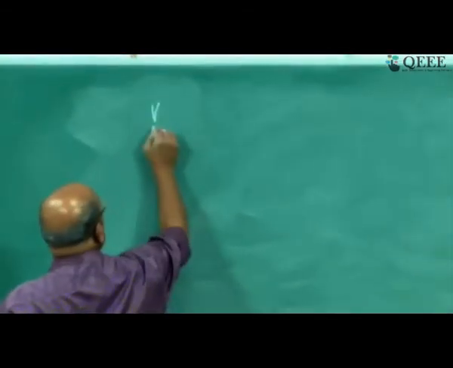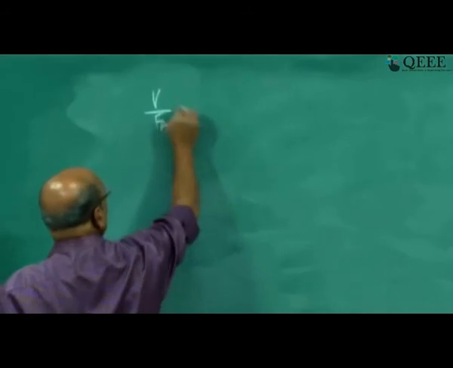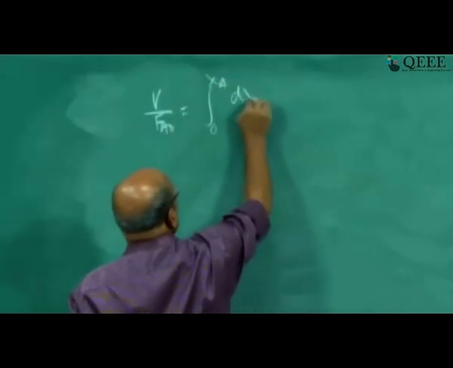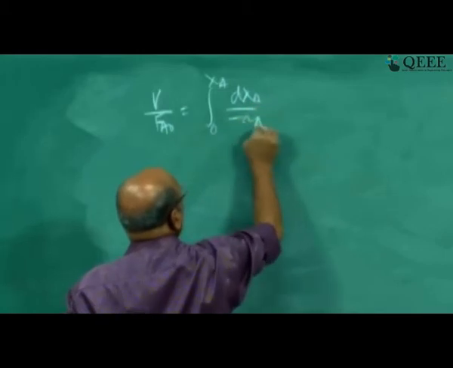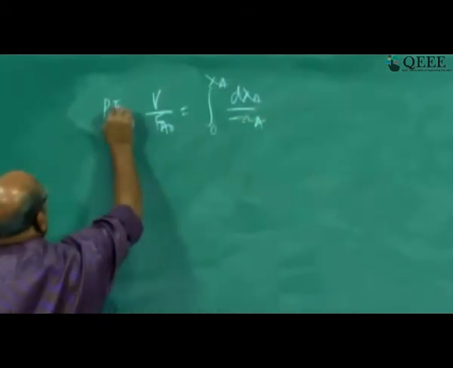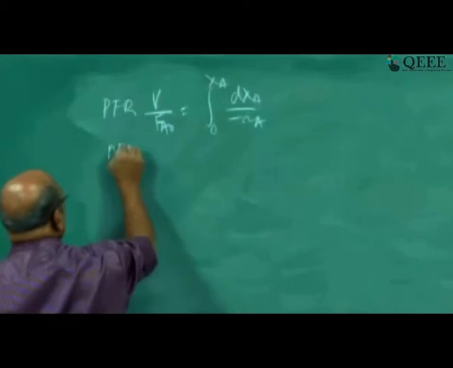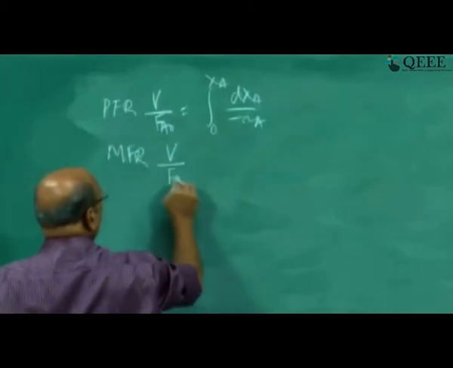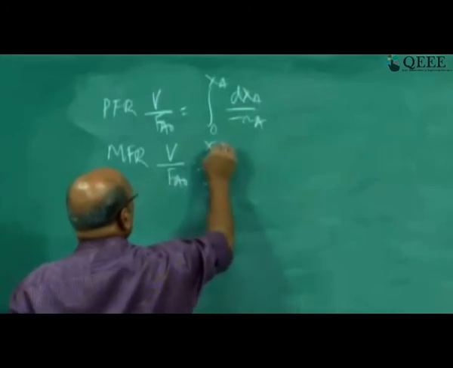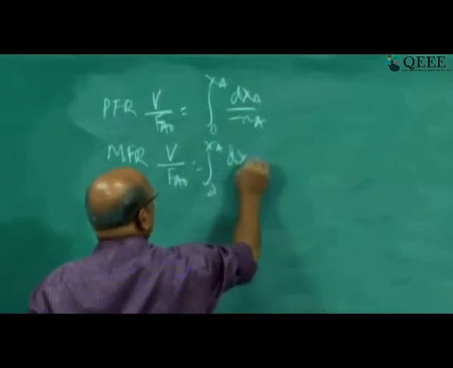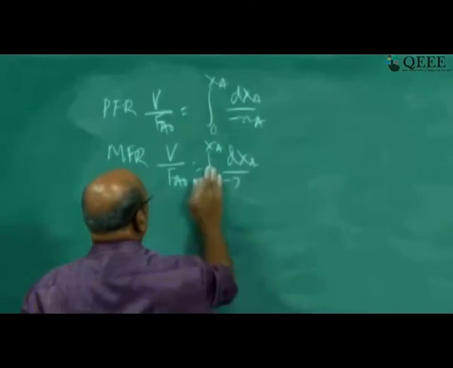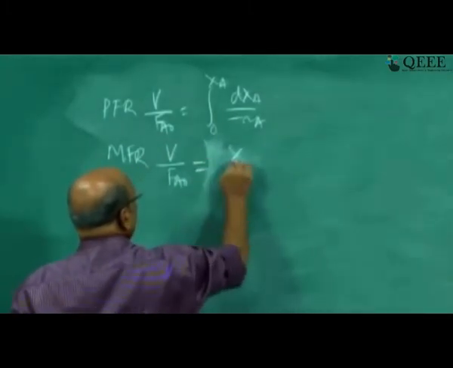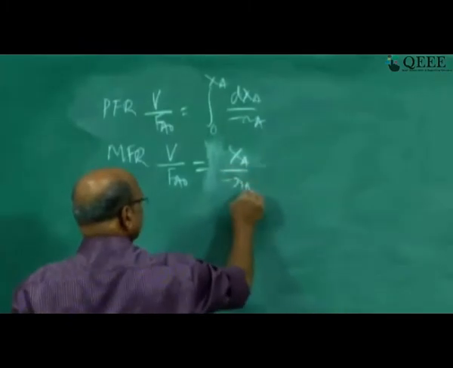See, we have V by FA naught equal to integral 0 to XA dXA by minus RA for PFR. For MFR, we also have FA naught... Oh, sorry. For MFR, XA by minus RA.